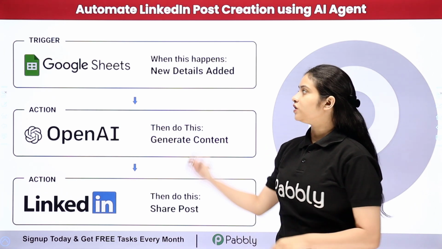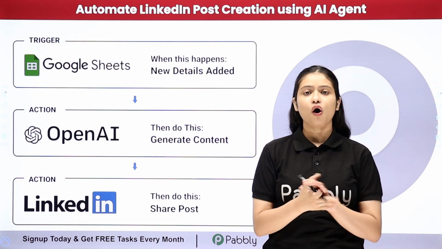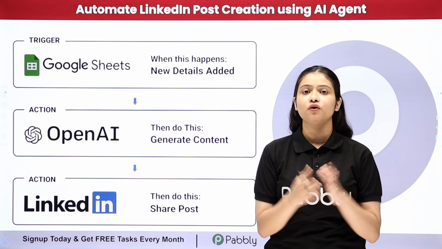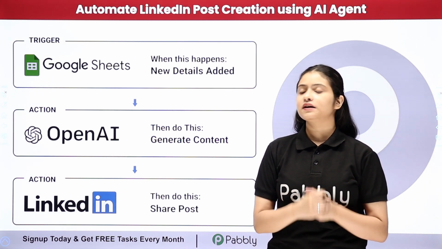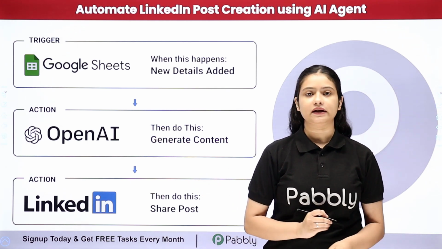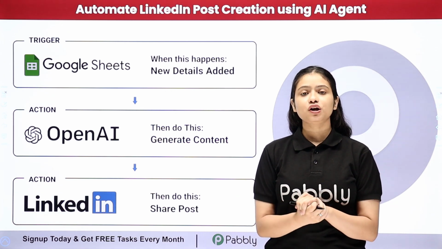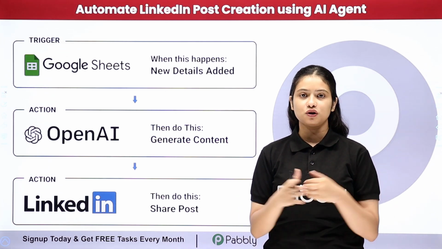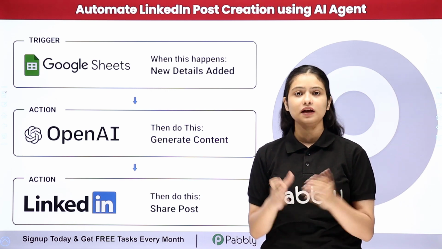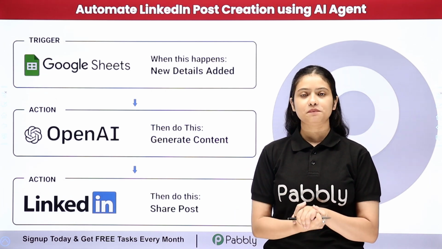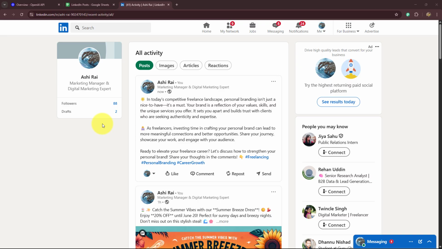Now in my Google Sheets, whenever I'm going to add a new post title, automatically a post is going to be generated for the same title. Also, the post is then going to be posted finally on my LinkedIn handle automatically. So for your business, if you also want to learn this amazing automation step by step without any coding and programming skills, for that you have to simply come towards my screen. Welcome to my screen everyone.